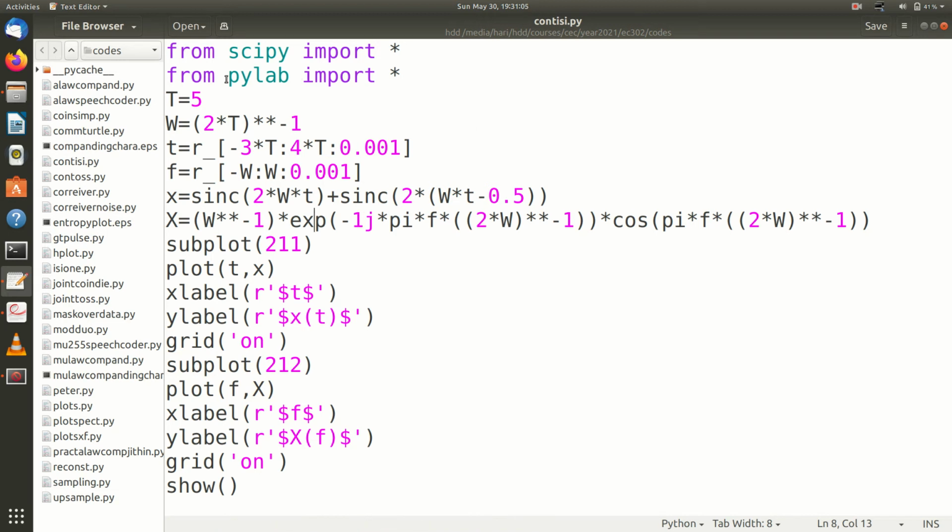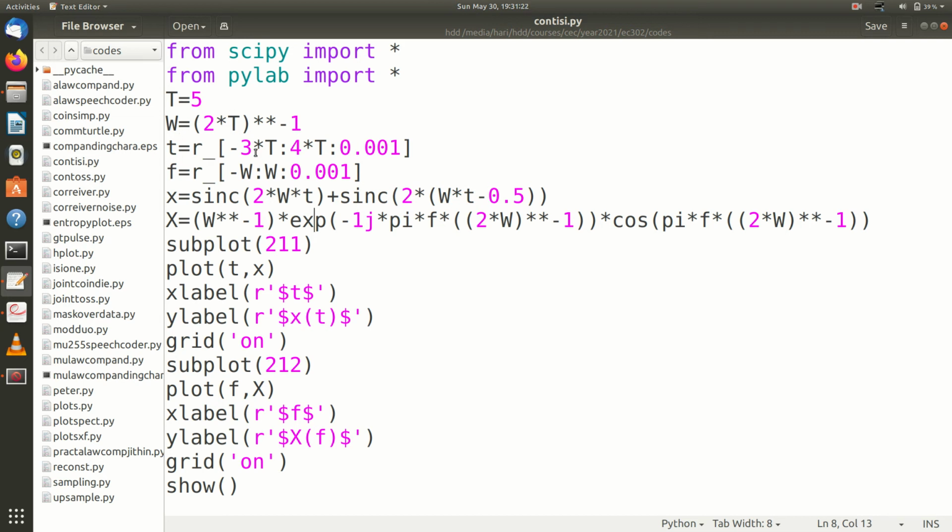Here in this function, look at this Python function. Here I import the SciPy and PyLab modules. SciPy is for scientific computing and PyLab is for plotting and visualization, rather. So here I take T as 5, so W becomes 1 by 2T.